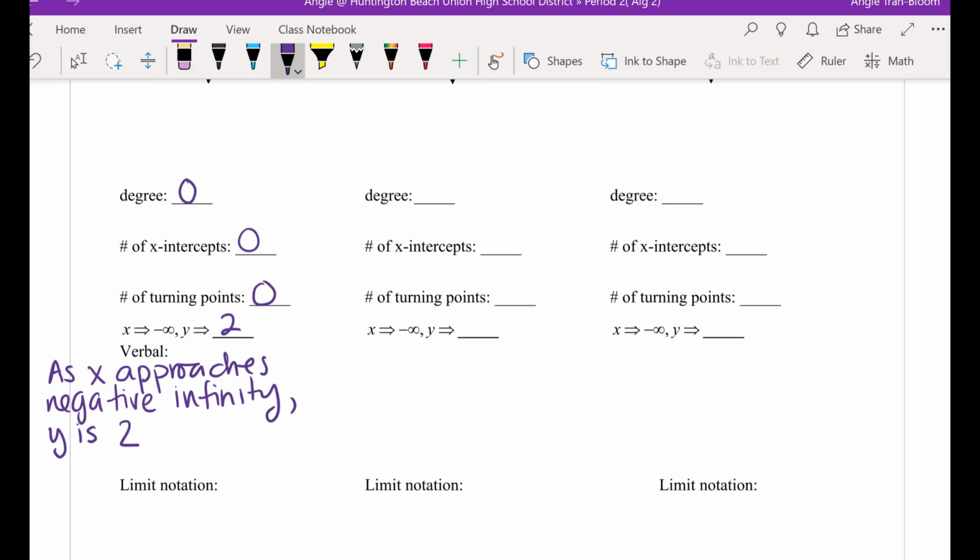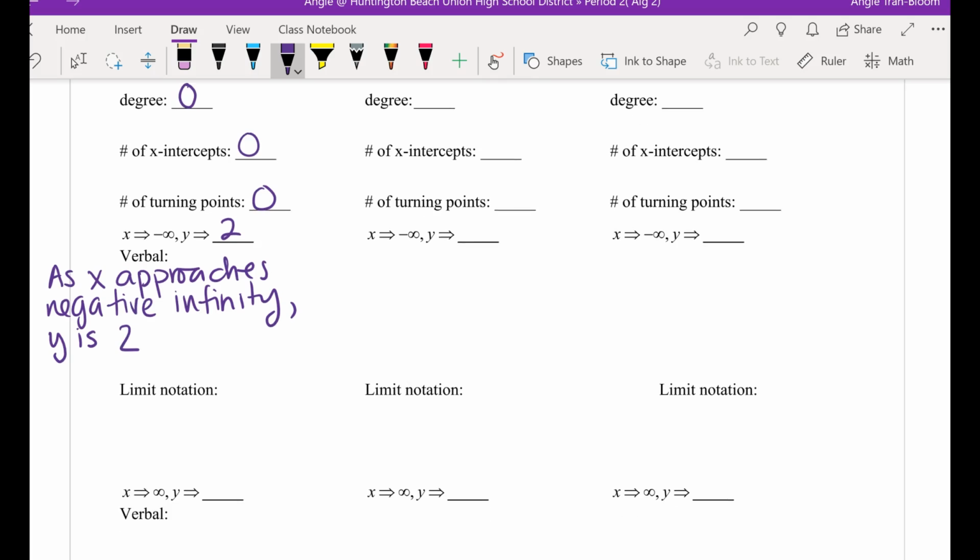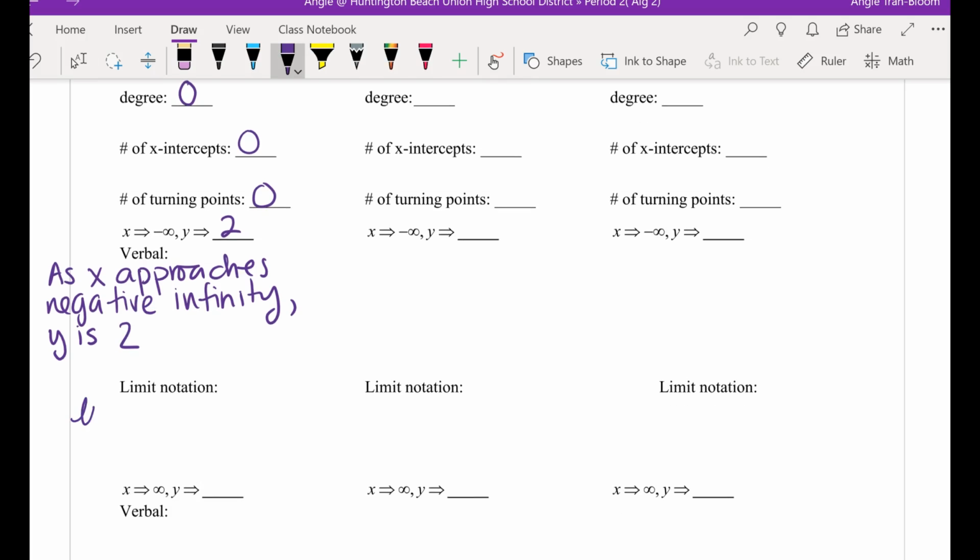Now, if you go on to pre-calc and eventually calculus, here's your limit notation. That means this is for higher math. In higher math, we write it a lot quicker. It says the limit as x approaches negative infinity of your function, which is called f of x, whatever f of x is, equals. What does it equal? As x approaches infinity, what is y?